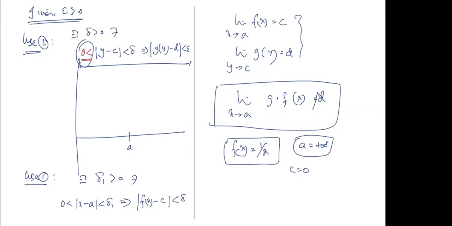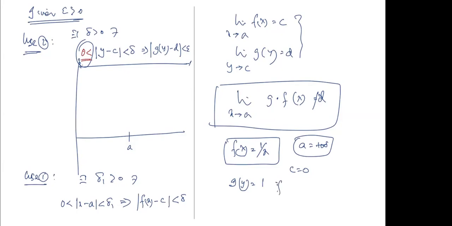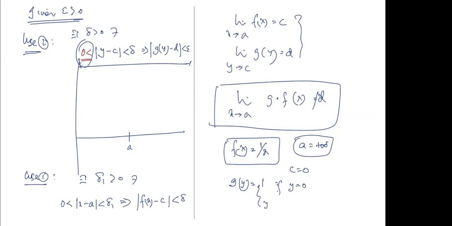g(y) to be equal to 1 if y is equal to 0, and g(y) is equal to y for all else. So then, for d equal to 0.